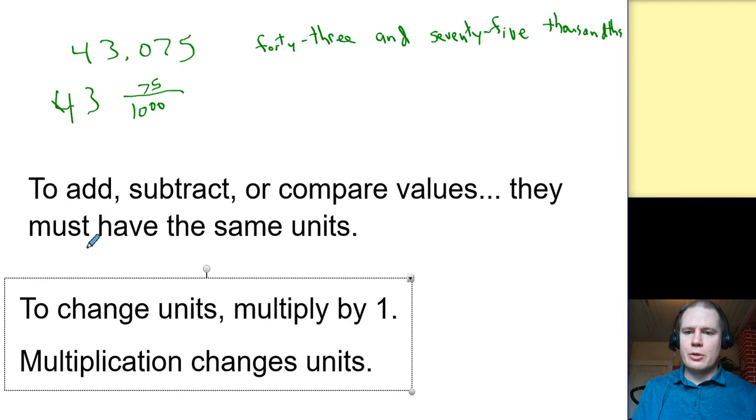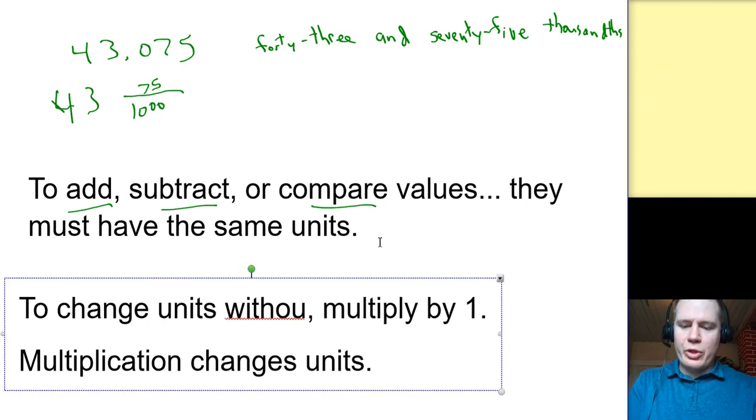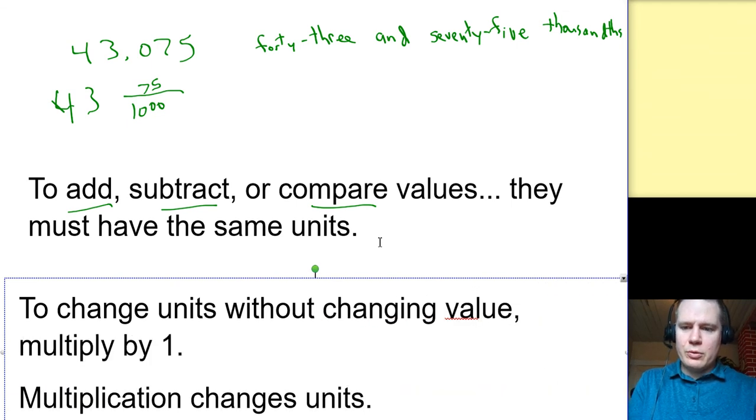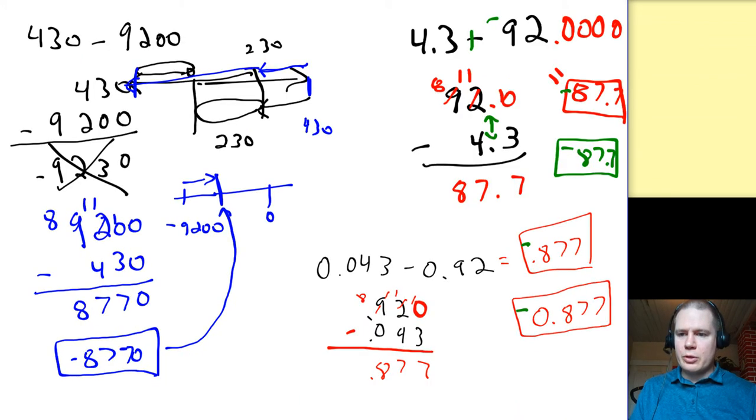because when we add, subtract, or compare values, I need the same units. To change the units, that's where I'm multiplying. To change units, I should be more precise here. To change units without changing value, we're going to multiply by 1. For these problems, when we're multiplying, we are changing the value. It's not 92 times 10 tenths. The value is going from 92 to 395.6, actually, leave it there.